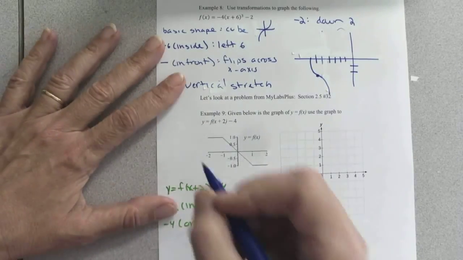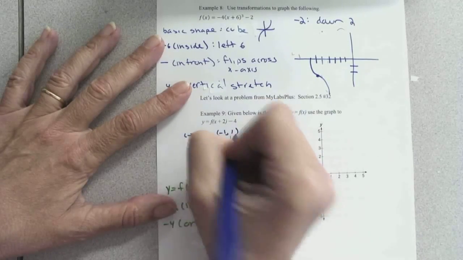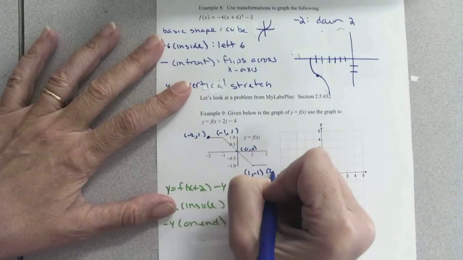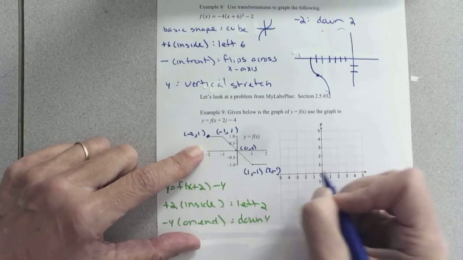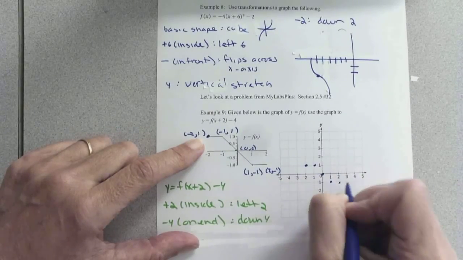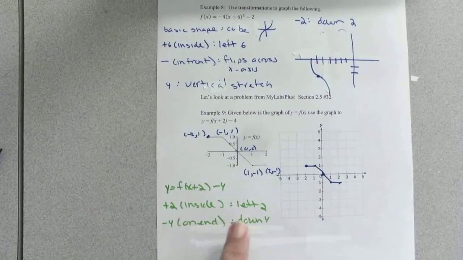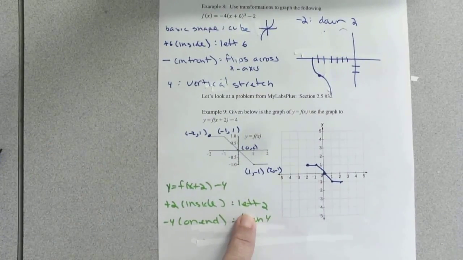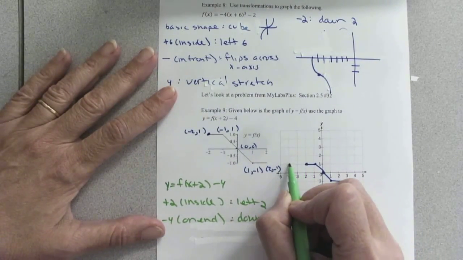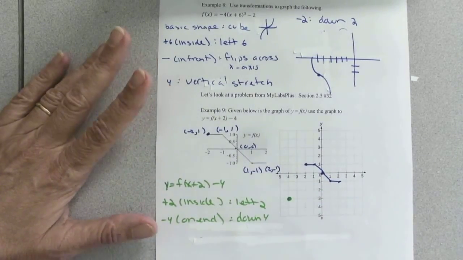So again, I'm going to take each one of those points. I'm going to put them over here, see what they are. So in blue, the original guy. Then I'm going to take each one of those points and just do what I have here. Left 2, down 4. So this point right here, left 2, 1, 2, down 4, 1, 2, 3, 4. There's the new point.